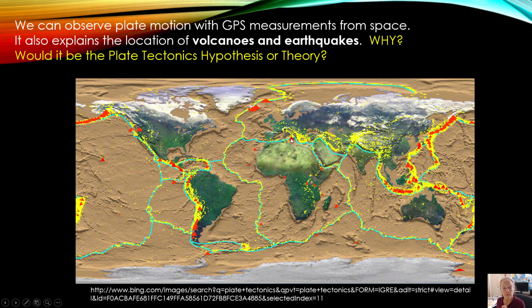And the little red triangles are volcanoes, because it's easier for lava to come to the surface when there's a crack in the plate, right? It's only logical. Notice we don't have a lot of either volcanoes or earthquakes in America except on the West Coast, because our only plate boundary is our famous San Andreas.